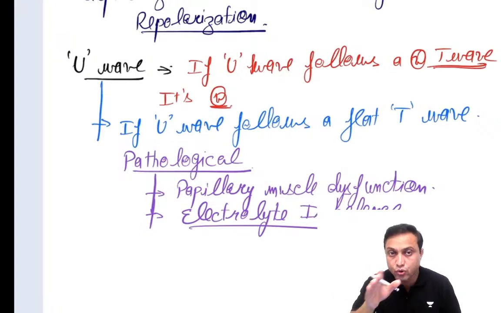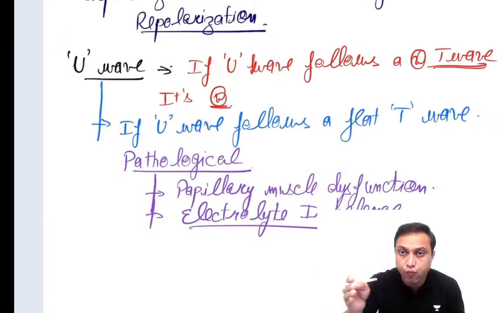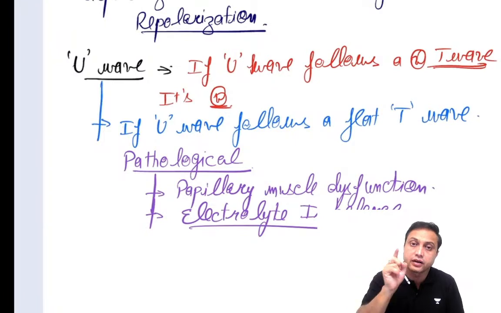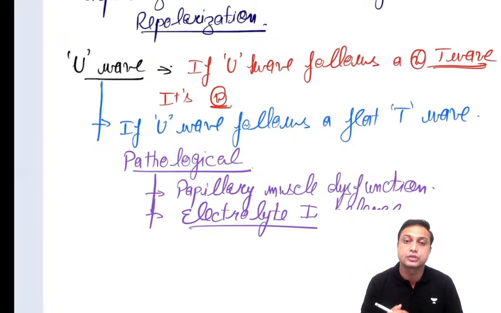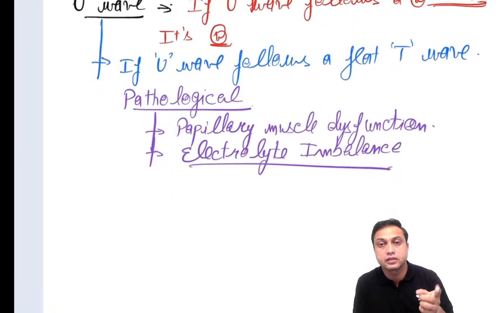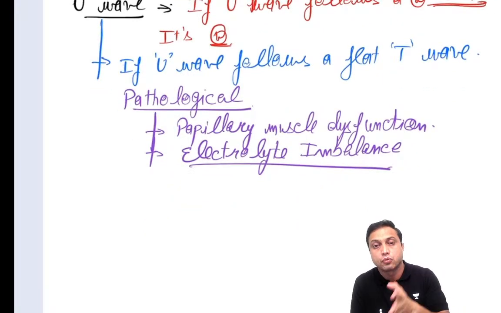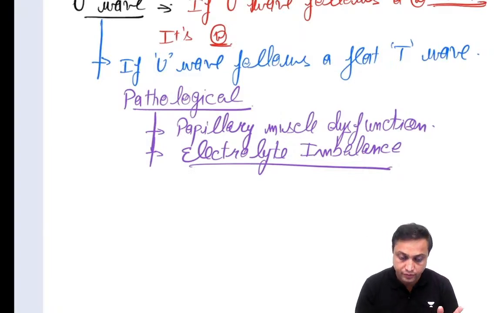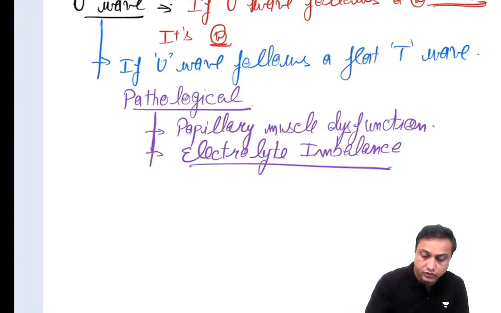But if you don't find any T wave and you find that there is a flat T wave, then it is always pathological. In the options, you will have an option of papillary muscle dysfunction, or maybe in the question you will find that there is some potassium or sodium, or maybe calcium abnormalities. Do remember this: electrolyte imbalance, U wave, papillary muscle dysfunction, U wave, right? Okay, now let's proceed further.